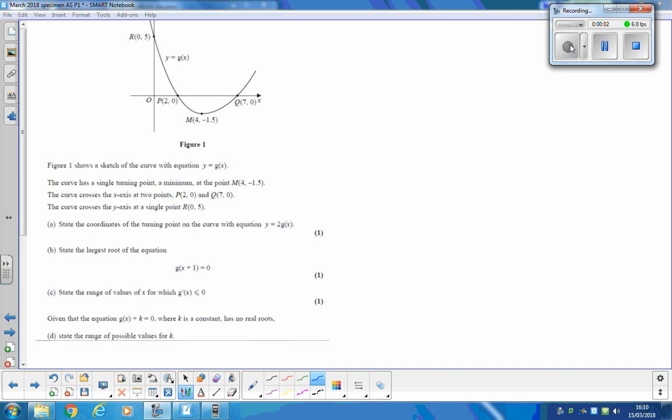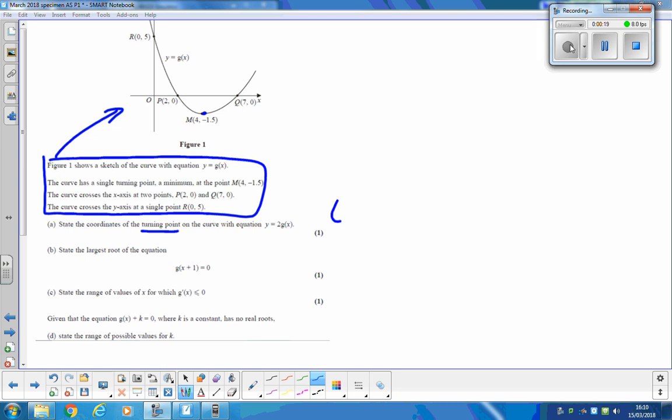Question 4. Once again, it looks like there's a lot of writing here, a lot of bits to read, but actually all of that is just the information shown on this graph here. And we're being asked to find out where's the turning point. Well, there's the turning point there. It was at 4, minus 1.5. But we're being asked to find out what would happen if we times it all by 2.